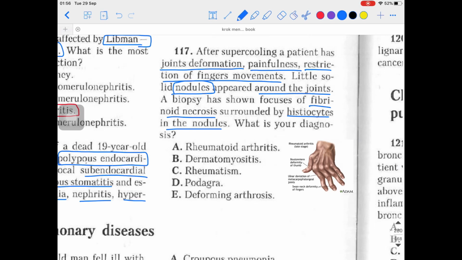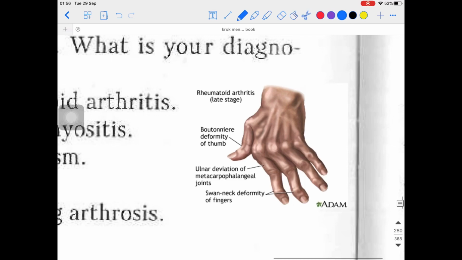Over here also there will be nodules, which we call rheumatoid nodules. Remember, in rheumatism, in the Jones criteria, you talked about the subcutaneous nodules, JONES. But over here I am talking about the rheumatoid nodule, which will be the finding of rheumatoid arthritis. So look over here, rheumatoid arthritis.